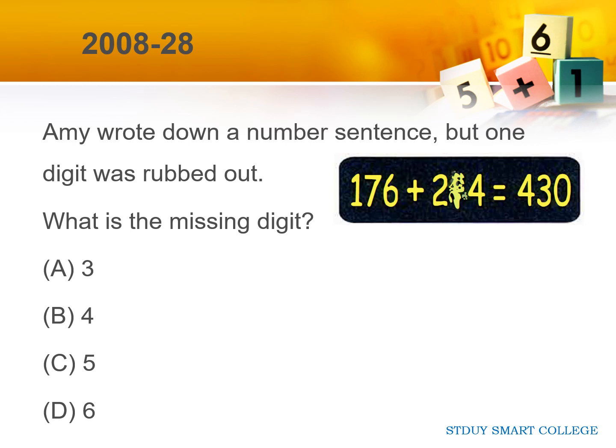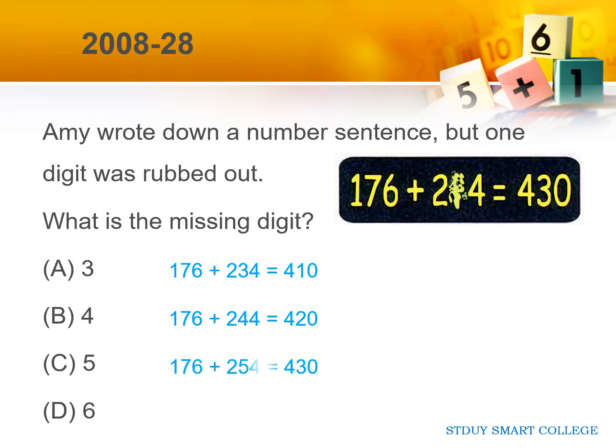Amy wrote down a number sentence, but one digit was rubbed out. What is the missing digit? We can try 3 first. 176 adds 234 equals 410. Then try 4. 176 adds 244 equals 420. Then try 5. 176 adds 254 equals 430. Lastly try 6. 176 adds 264 equals 440. Hence choose C.